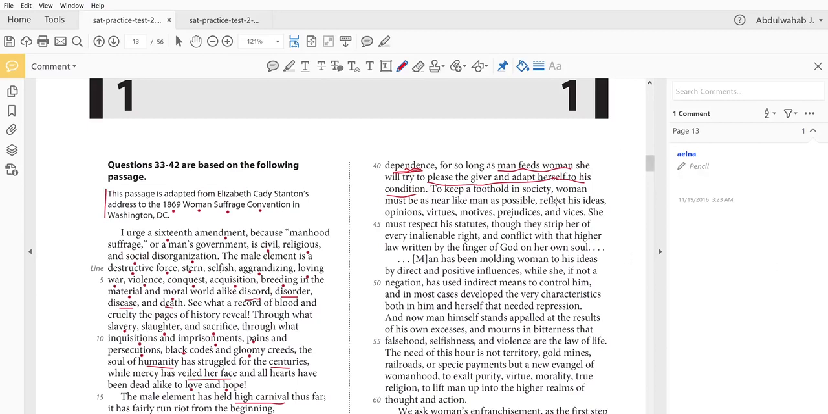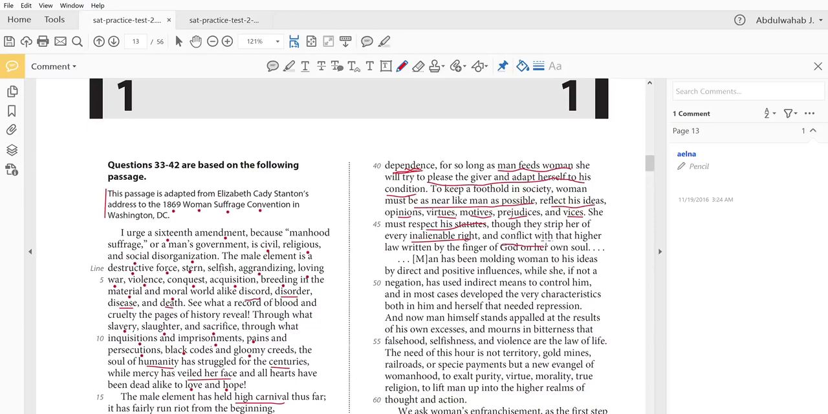She has to reflect his ideas, okay? She has to be as near like man as possible. She has to reflect his ideas, opinions, virtues, motives, prejudices, and vices. She must respect his statutes, his laws, though they strip her, they take away every inalienable right, every right which is hers. And the woman has to agree with those laws if she wants to keep her foothold in society.